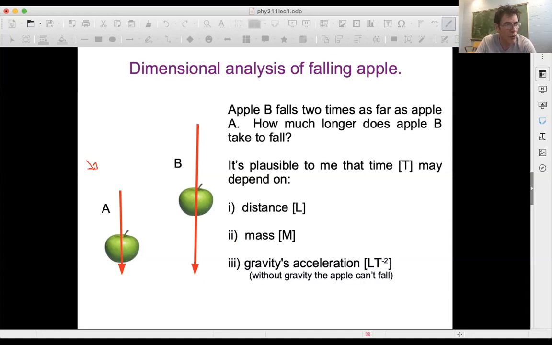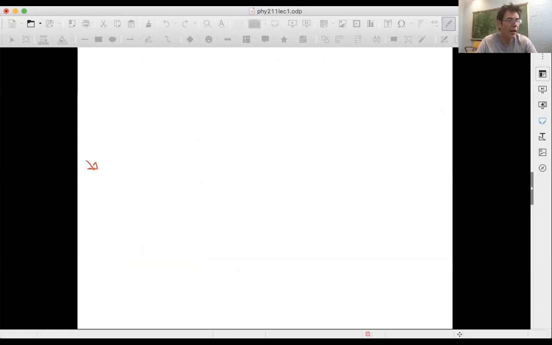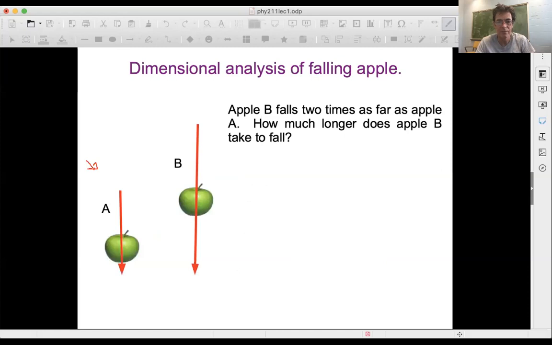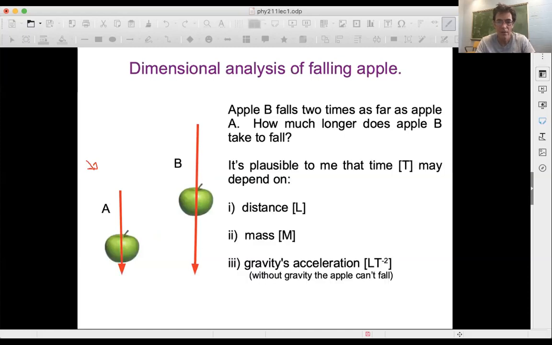And then finally I said, well, look, apples only fall to the ground because of gravity's pull. Without gravity's pull, apples wouldn't fall to the ground. If you went into outer space, apples don't fall to the ground. And so given that, let's assume that the apple's fall to the ground could depend on gravity.